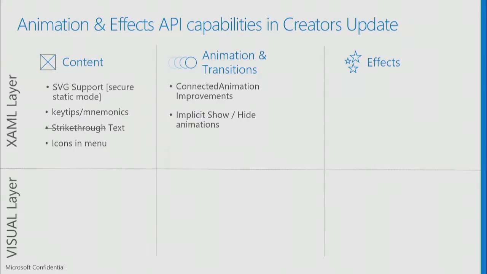With Creators Update, we are adding 2 new capabilities to the animation system that should make it really easy for you to create coordinated and orchestrated experiences. Connected Animations, which were first introduced in the Anniversary Update, lets you animate a visual from the source page to a destination page during a transition. With Creators Update, we've added a lot of new features to Connected Animation that makes it easier to use than ever before. You can now easily do connected animation from a grid or a list.